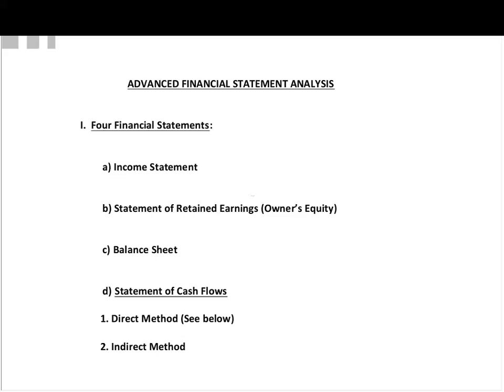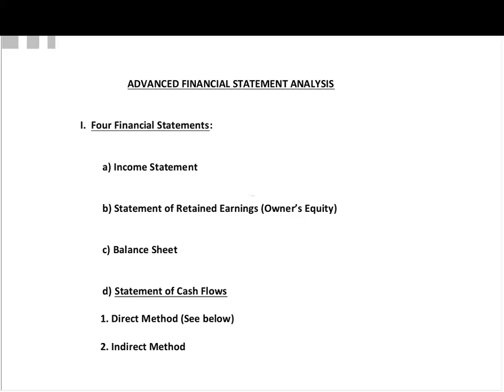The income statement, otherwise known, of course, as the P&L or profit and loss. The main component parts, revenue minus expense, gives us net income or net loss. Statement of retained earnings: beginning retained earnings plus net income or minus the loss, minus dividend or distribution, gives us ending retained earnings. The balance sheet, pretty straightforward. Balance sheet, assets equal liabilities plus owner's equity.